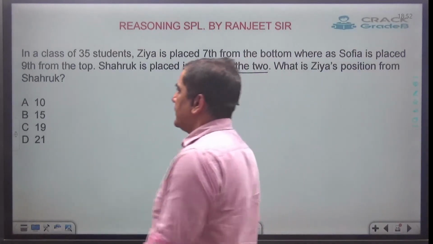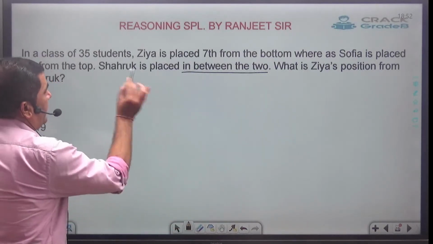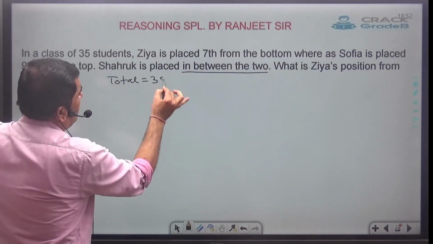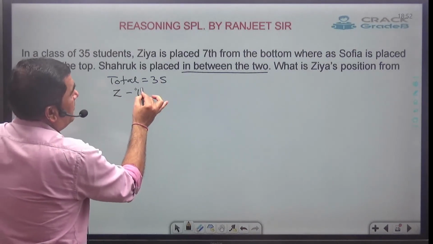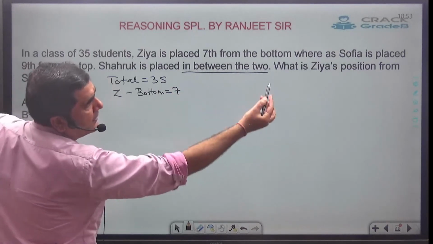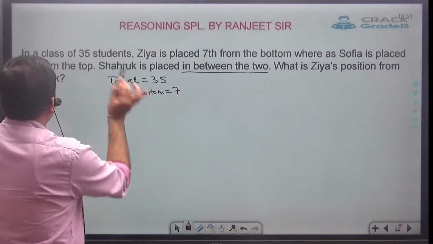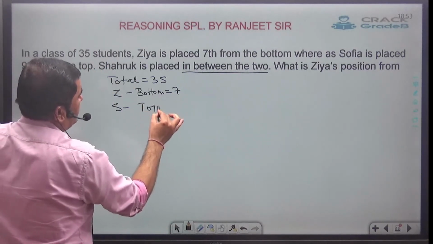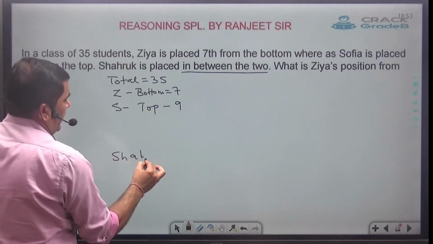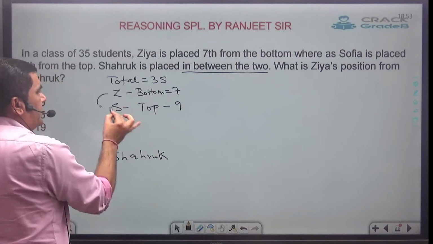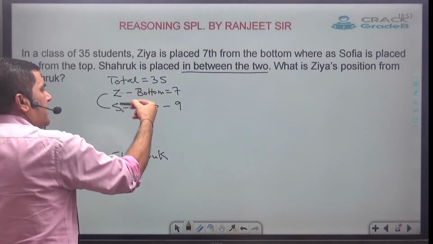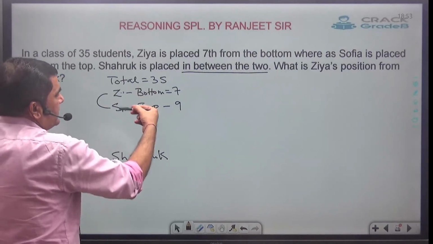Okay. So here the total is given to be 35. Zia's position from the bottom is 7, and Sophia's position is 9 from the top. Now they are saying Saruk is placed exactly in between these two. So my job is to find out how many persons are there between these two.